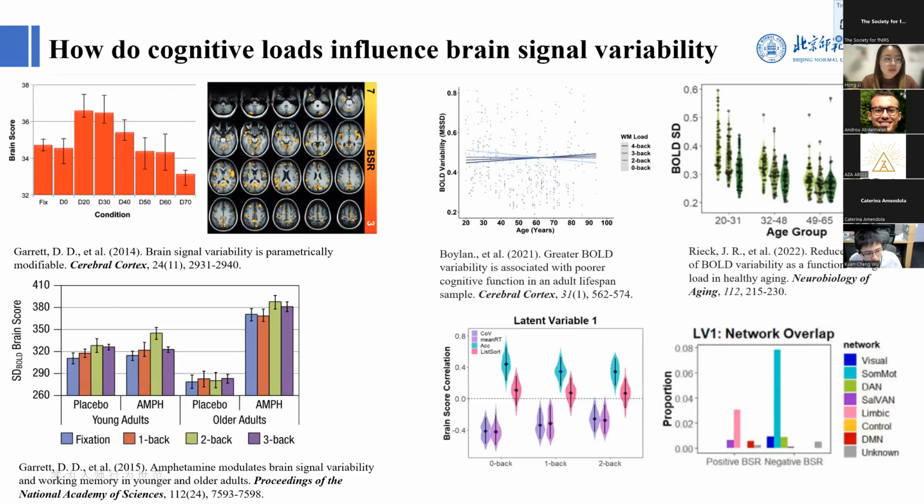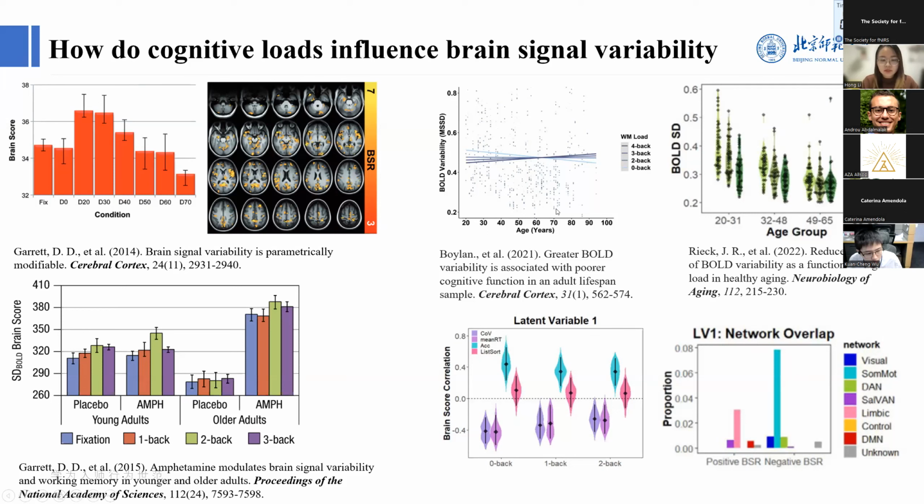Okay, now let's see how cognitive loads influence brain signal variability. Only a few fMRI studies give us some answers. Garrett, using a face matching task, found that BOLD SD changes in an inverted U-shaped curve as the task difficulty increases. In another N-back study, he also found that for young adults and old adults, BOLD SD appeared to moderately increase with increasing task difficulty until the 2-back condition, and either leveled off or tapered at 3-back.